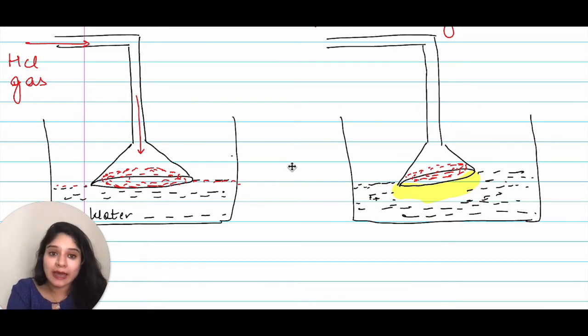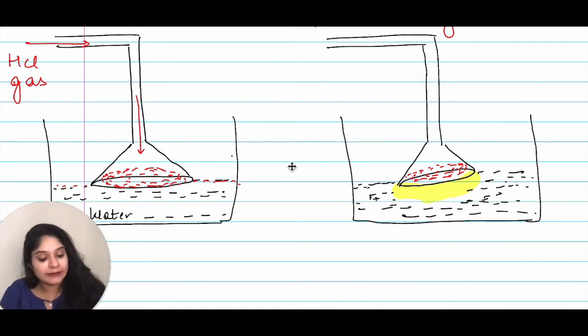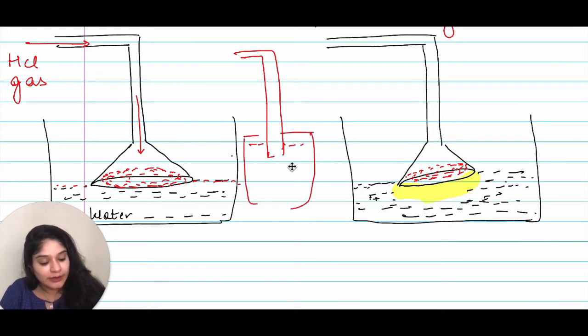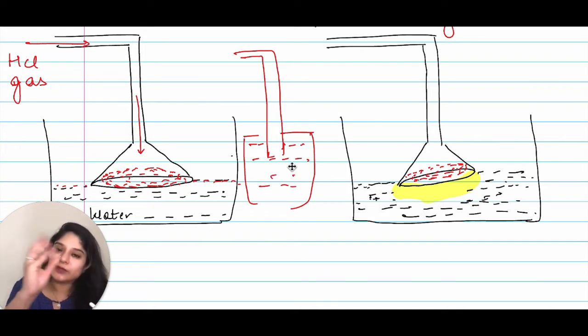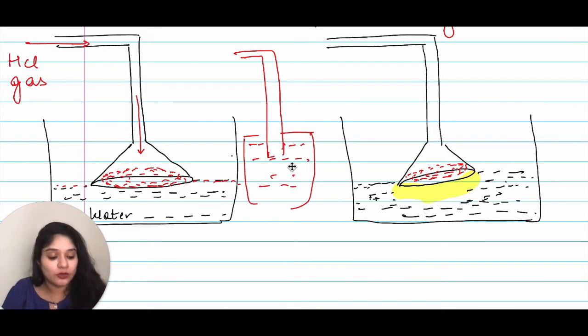If we do not have an inverted funnel arrangement, what would happen is, let's say you simply have a tube, and that tube is dipped in water, like this. Because the speed with which HCl gas is being produced is less compared to the speed with which it is dissolved in water, the water will start rising up into this tube and will eventually go back. This process is known as back suction.